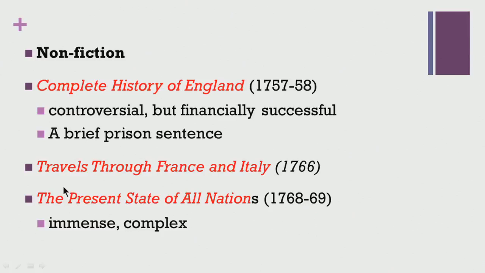He also published Travels Through France and Italy in 1766, and also The Present State of All Nations in 1768-69, which was an immense and complex work and also considered one among the best works of the 18th century. So, led by these great stalwarts such as Richardson, Fielding and Smollett, England had become a very fertile ground for the production of novels.